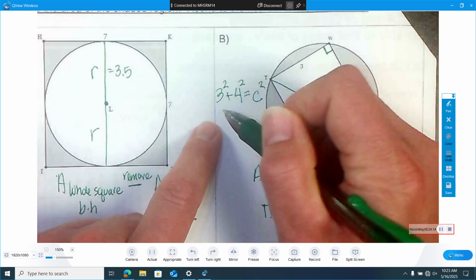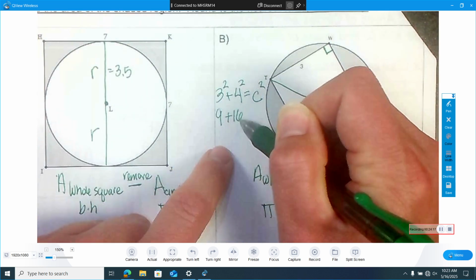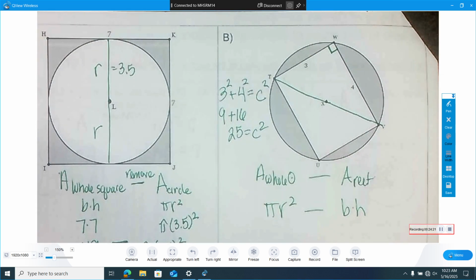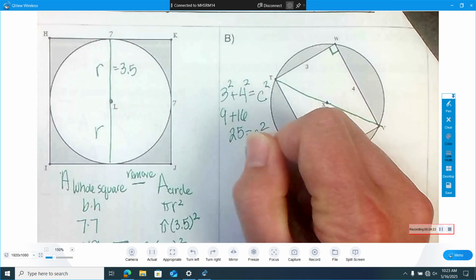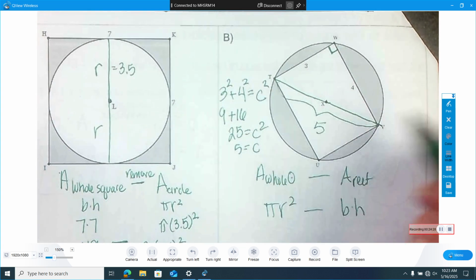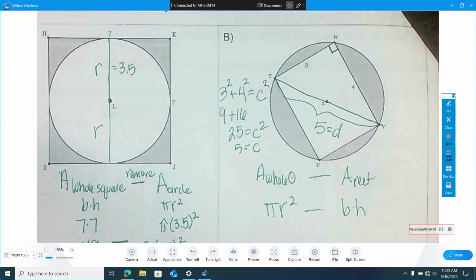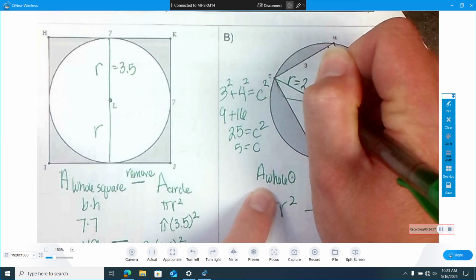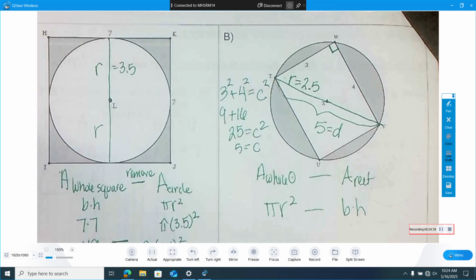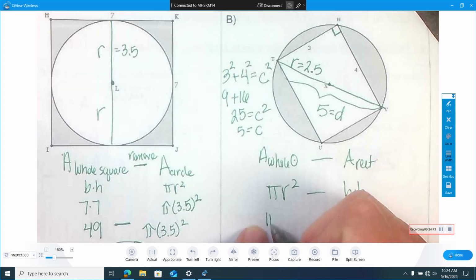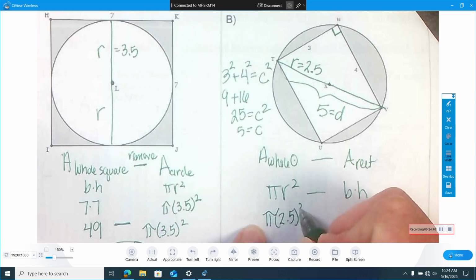All right. So 9 plus 16 is 25 equals c squared. What is c? 5. So c is 5. This whole diameter is 5. The diameter equals 5. What's the radius? Yeah, the radius is 2.5. All right, so the radius is half of that. So we have pi times 2.5 squared.